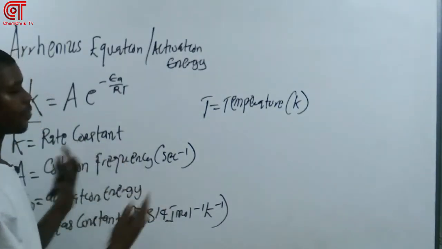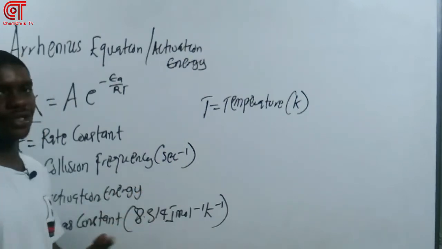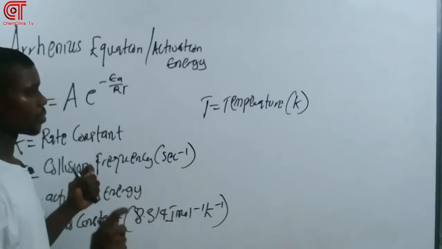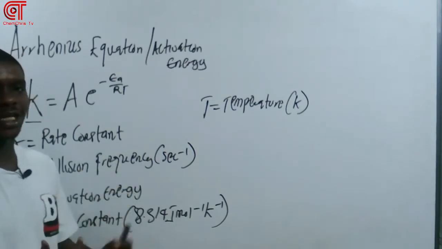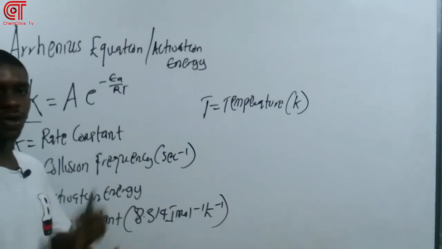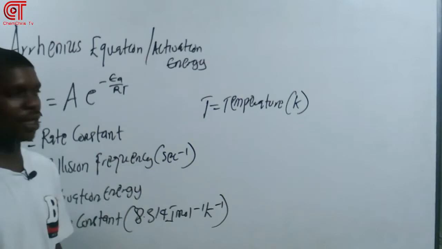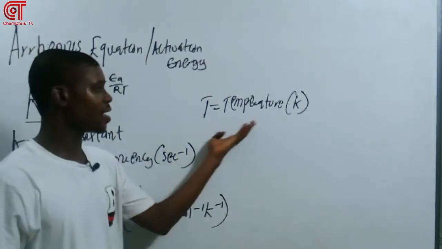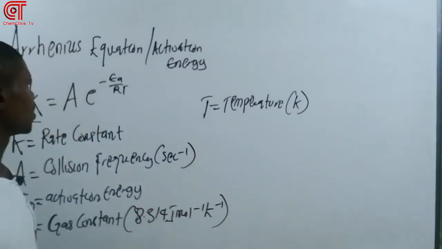Now we have two factors that affect the rate of reaction: temperature and concentration. When temperature is increased, the kinetic energy of the molecules increases, which leads to more collisions. The more the collisions, the more the rate of the reaction. So temperature plays a very great part in the rate of reaction.